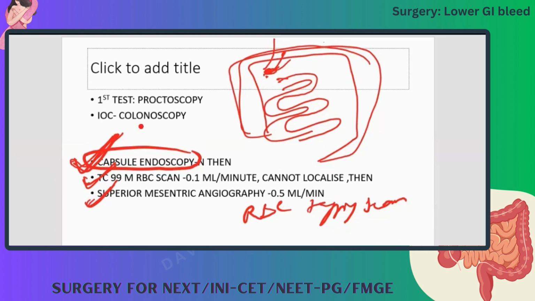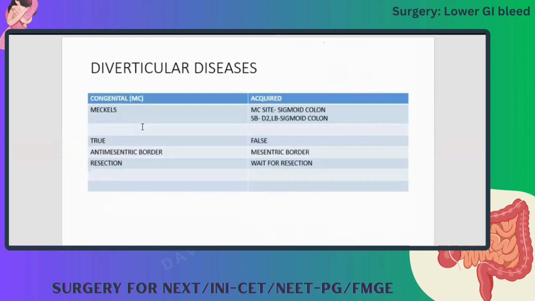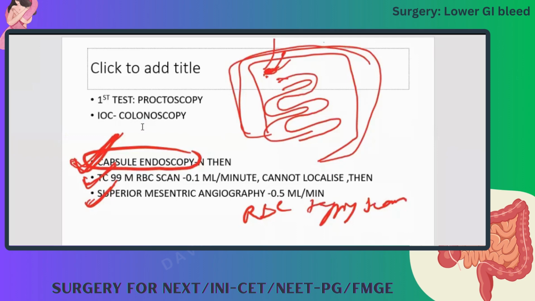But in the small bowel, can you just open the abdomen and close it? No, sir. It is very difficult. There is 6 meters of bowel. You don't know where it is bleeding. So you will be stuck there only. It will take 3 days for you to identify each and every part of the bowel.